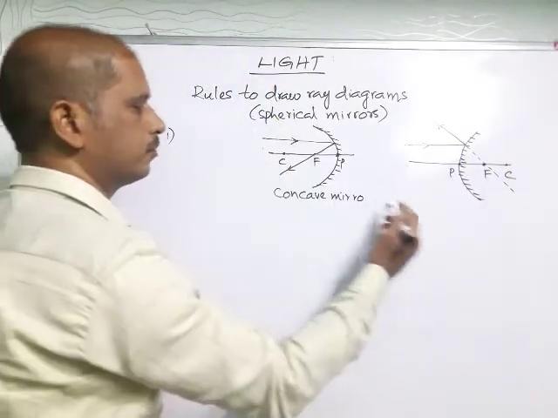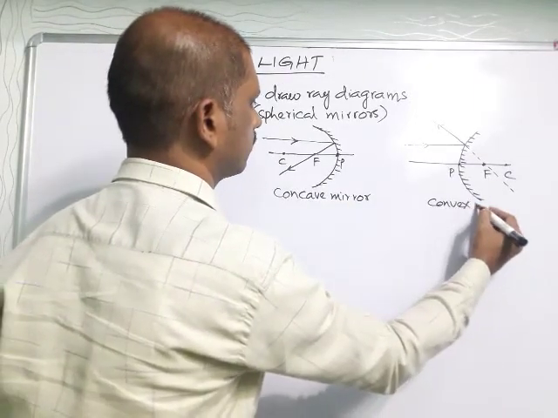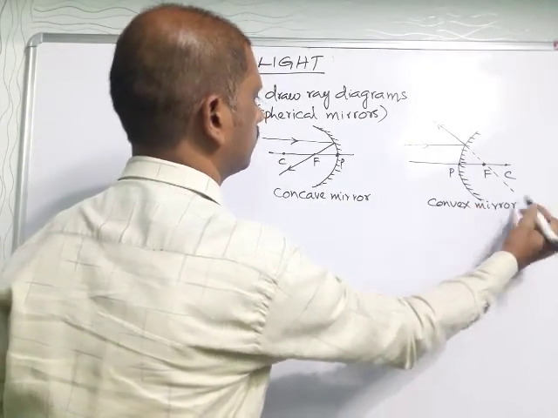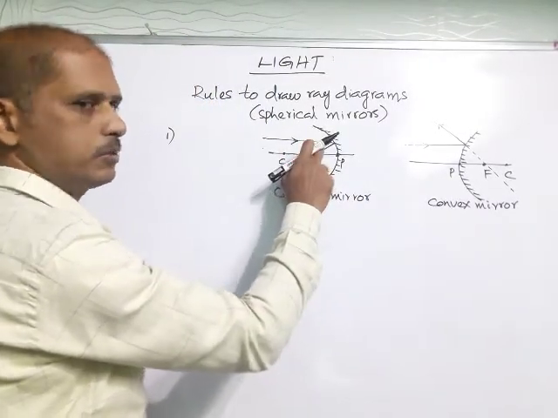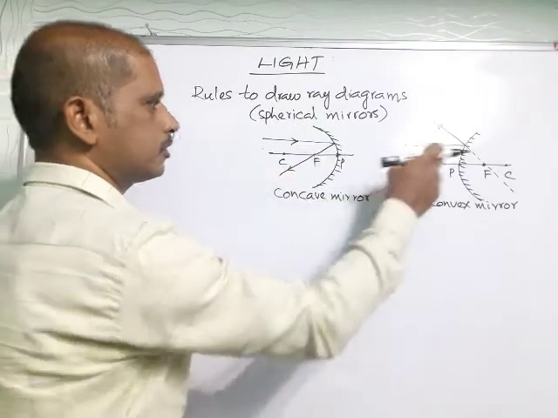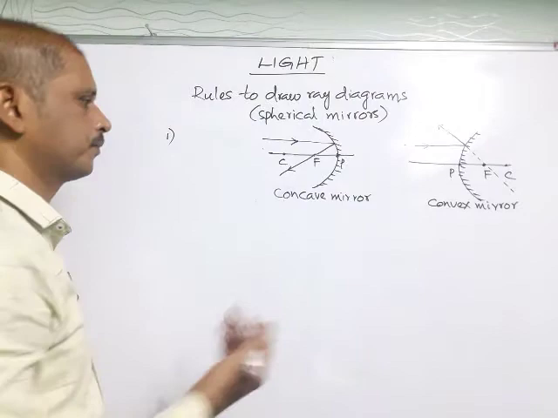So whatever it may be, this is the concave mirror, this is the convex mirror. In a concave mirror or convex mirror, the light ray passing parallel to the principal axis, after reflection passes through the focus. Here it appears to pass through the focus.